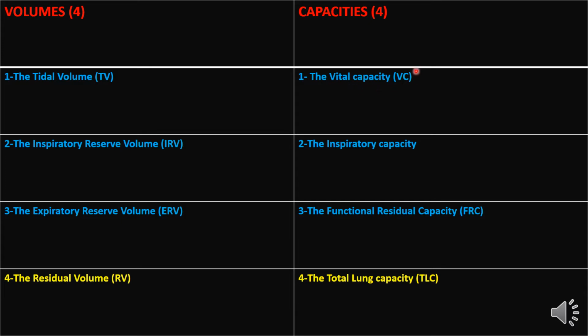Vital capacity is always vital. Never forget about vital capacity. I will tell you the definition in the next slide. Inspiratory capacity and functional residual capacity are also important in spirometry. FRC and VC: when we measure it with force, it is called the FVC, forced vital capacity. Otherwise, vital capacity, inspiratory capacity, functional residual capacity, and the total lung capacity. So four volumes and four capacities.